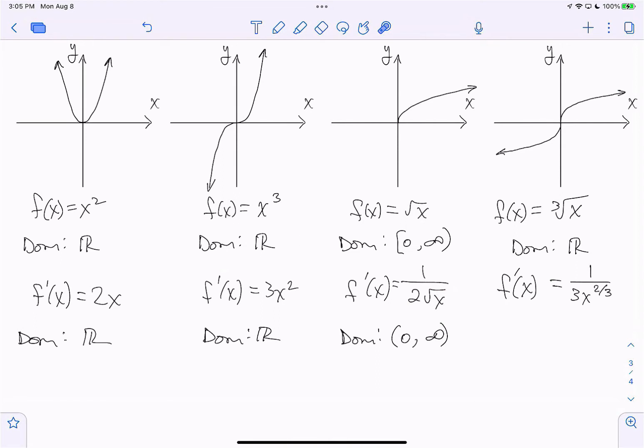And then likewise for the cube root function, its derivative has an x in the denominator. And so its domain is all real numbers not including 0, right? So the set of x such that x does not equal 0.